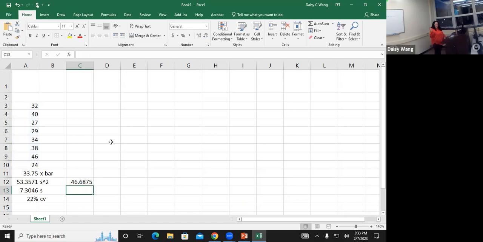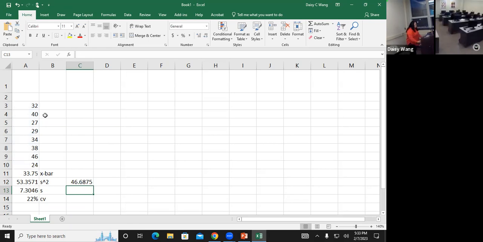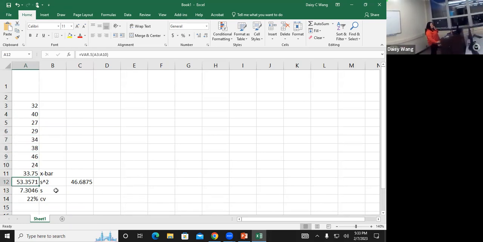See that? Oh, maybe that's why you got 45. Did you divide it by 7? I divided by 7. 1, 2, 3, 4, 5, 6, 7, 8. Yeah. So if you divide by 7, it's this one. So this is the only difference.